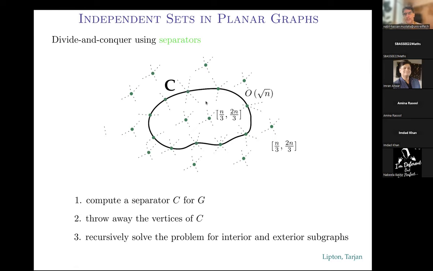Once you have the separator, it's just chop and solve. You just divide and conquer. You don't care if it's disconnected and so on. So you find a small set of vertices which partition the graph into two pieces, each of roughly linear size. And then you recurse separately to compute an independent set. There's no edge between these two parts, and that's all you need.